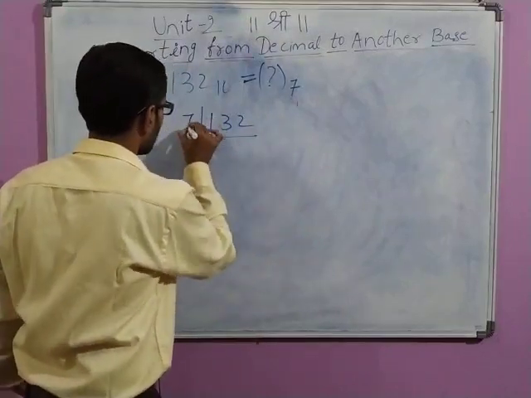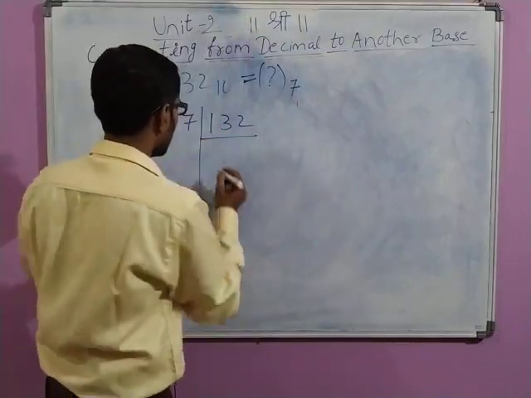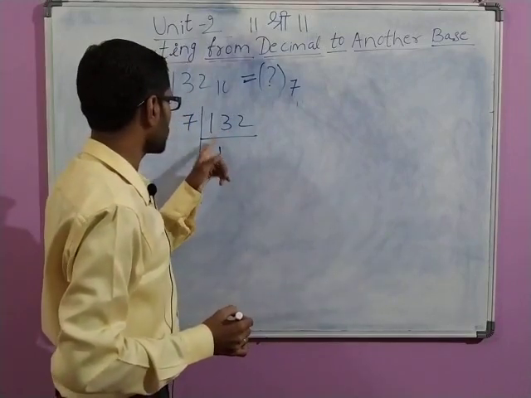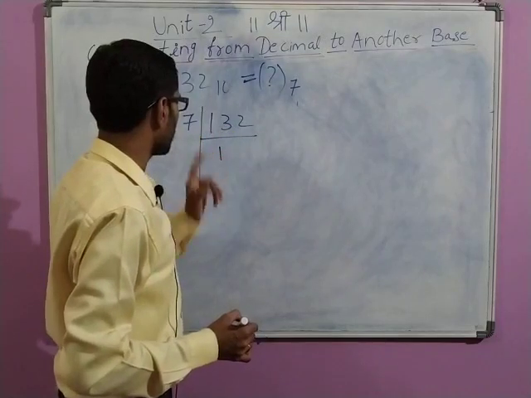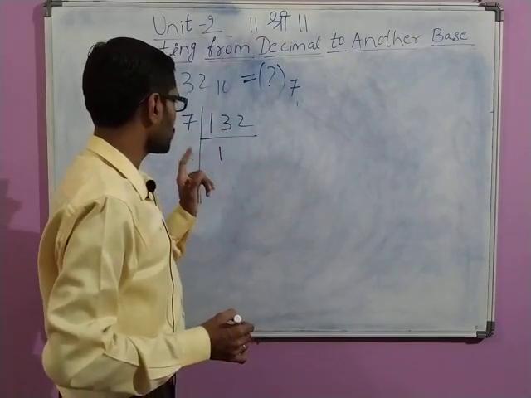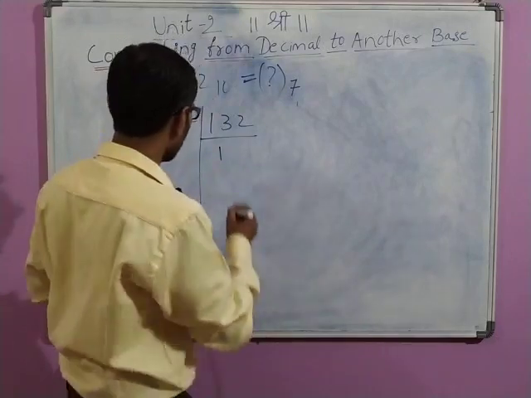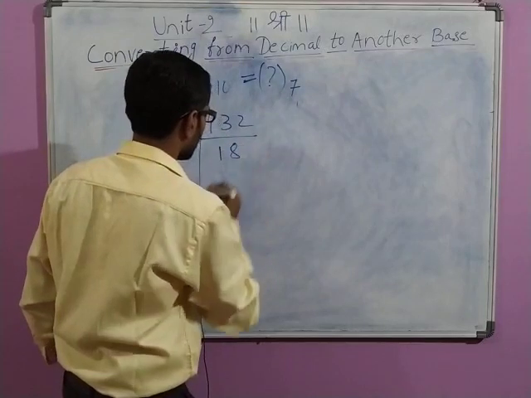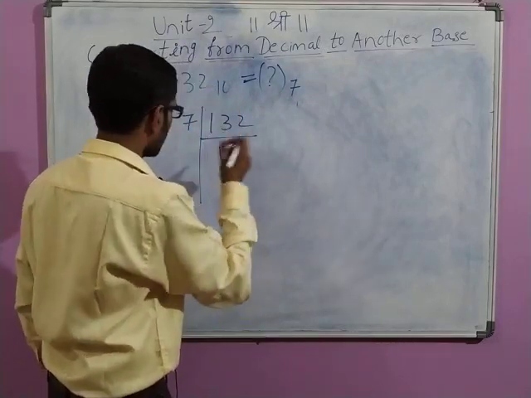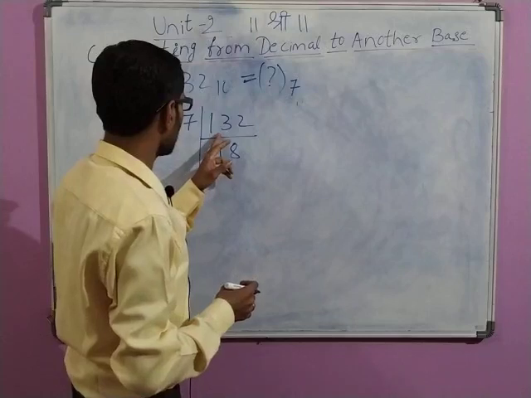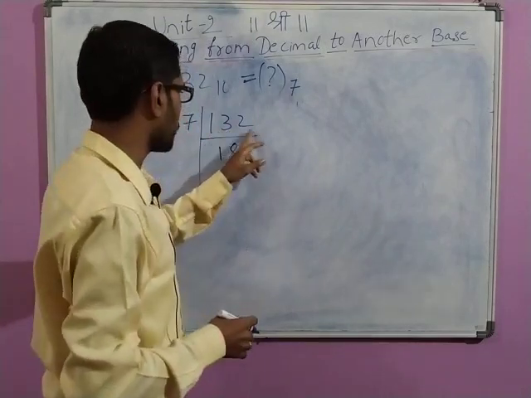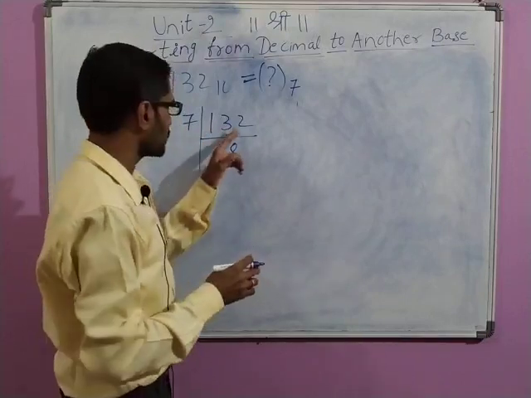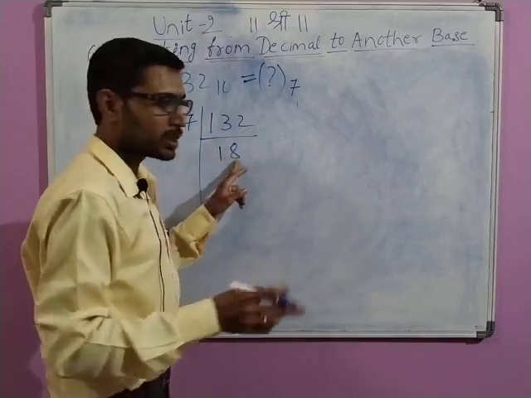So take this 7. 7 ones are 7. What remains? Just a minute. 7 ones are 7, this is 3 and this will be 6 remaining. It will become 62, because 13 minus 7 is 6. 62: 7 8s are 56. So the remainder is 6.